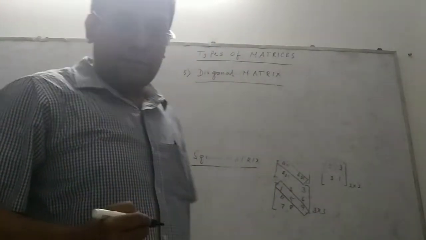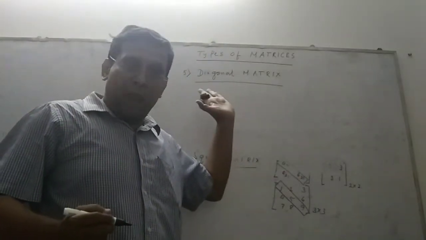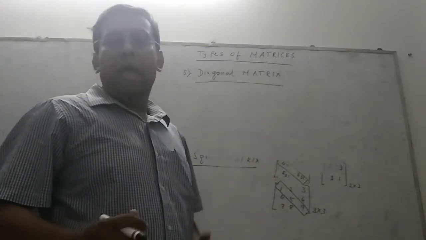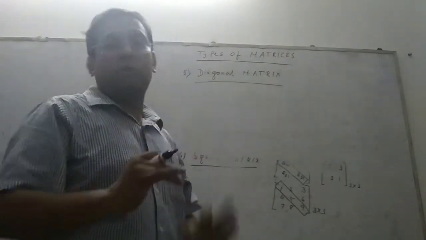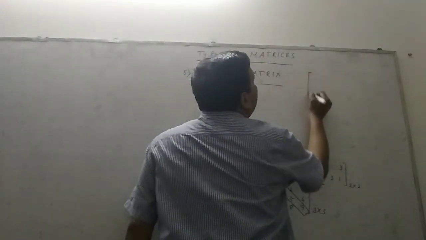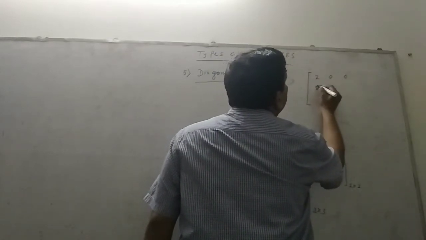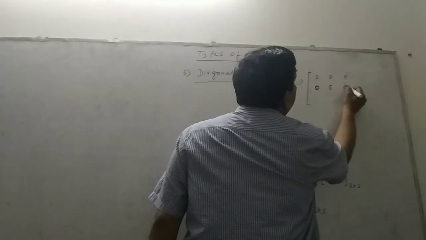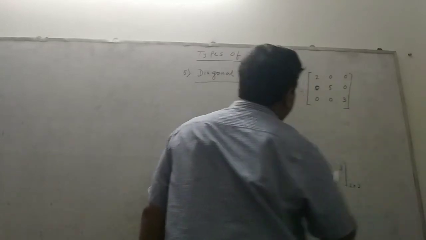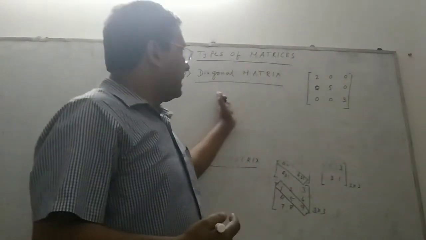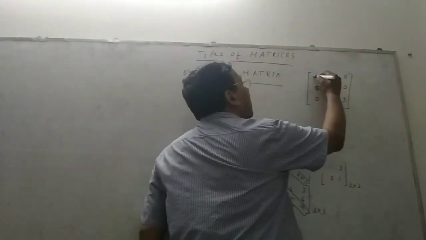The diagonal matrix is the matrix when the elements of the primary diagonals are non-zero, and other than the primary diagonals, all the other elements must be zero. That is, if I write this: 2, 0, 0, 0, 5, 0, 0, 0, 3. It is a square matrix. Definitely, a diagonal matrix has to be a square matrix.